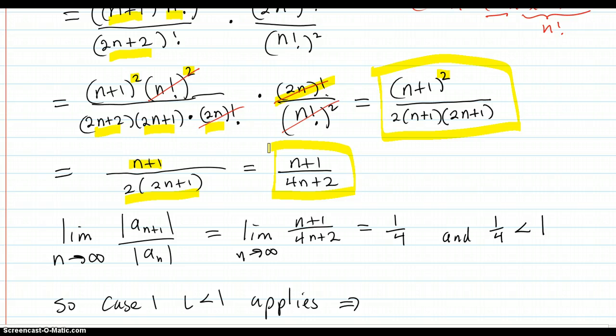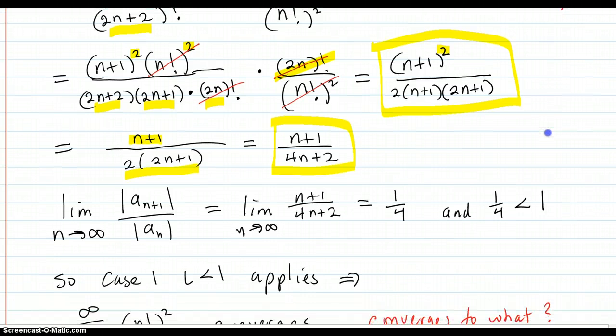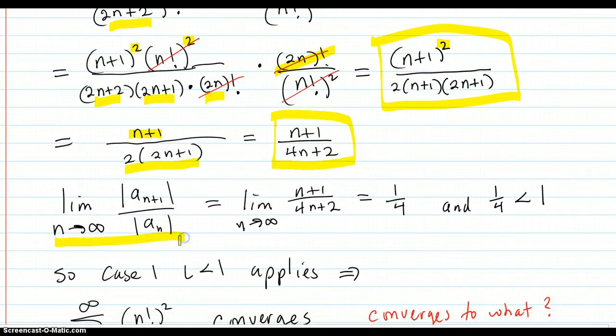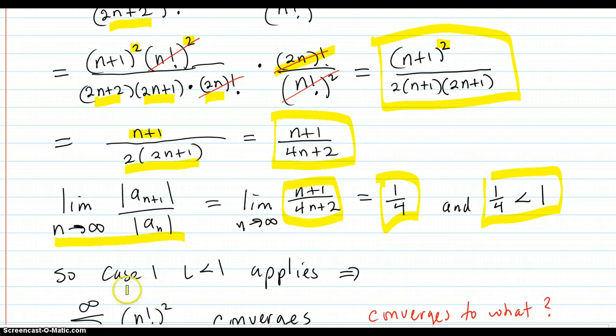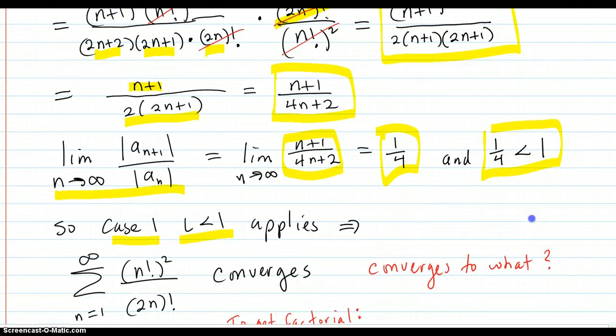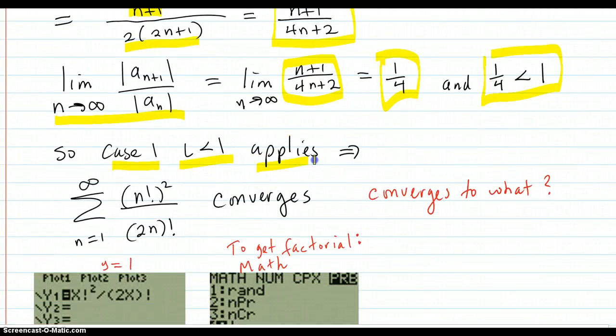Now I'm supposed to be taking the limit of that ratio as n goes to infinity. So I did that here, and this is what it came out to be. As you can see, as n goes to infinity, that 1 and 2 doesn't matter. We use our normal techniques and we'll get 1/4. This is going to go to 1/4. And 1/4 is less than 1, so we're in case 1, where that applies. And so that's the case where the series converges.